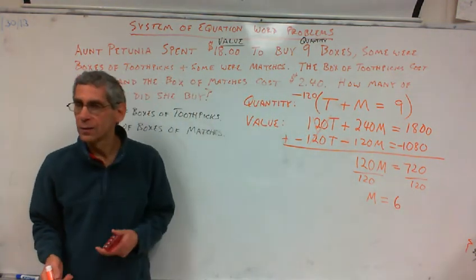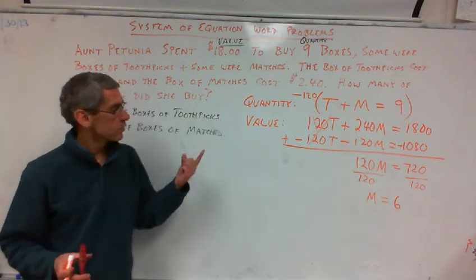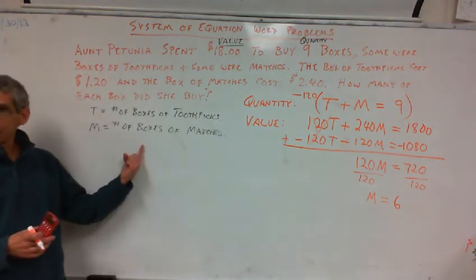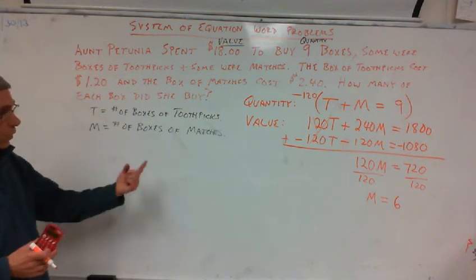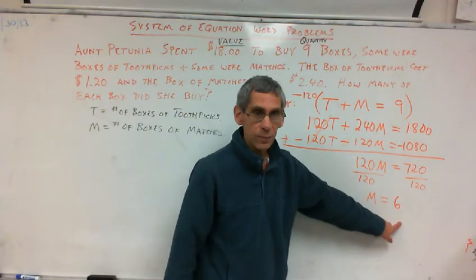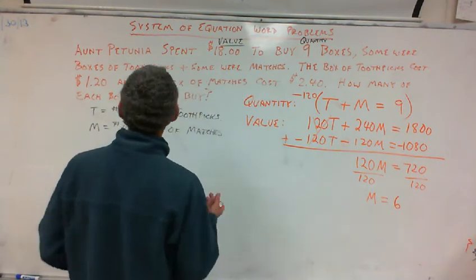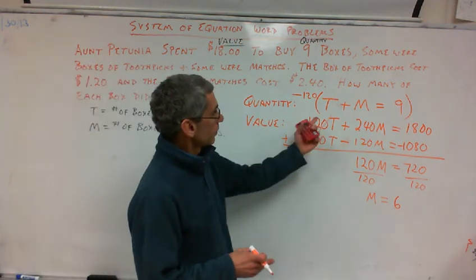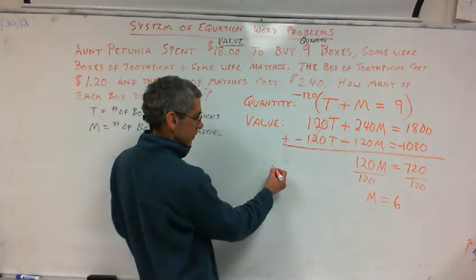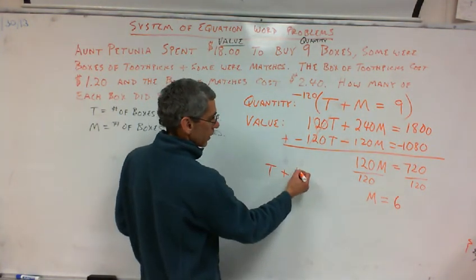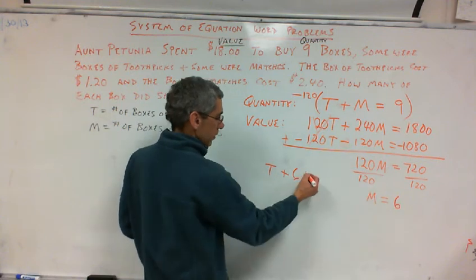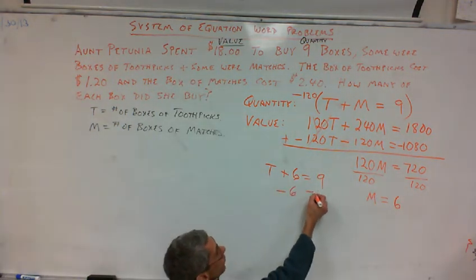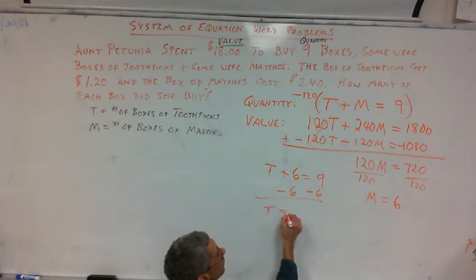So what does that mean? m equals 6. What does m stand for again? Let's look over here. m stands for the number of boxes of matches. We just figured it out. We know that she bought 6 boxes of matches. Now, how do we figure out how many boxes of toothpicks she bought? Well, t plus 6, since m is now 6, equals 9. Subtract 6, t is equal to 3.